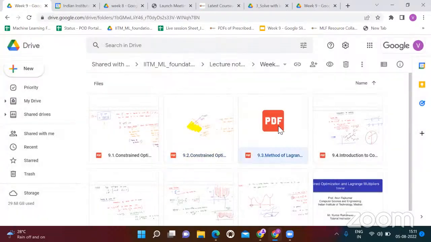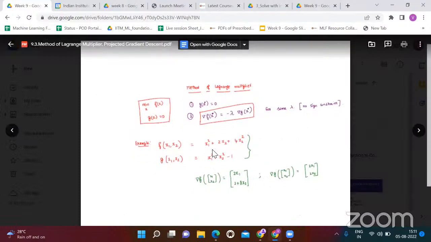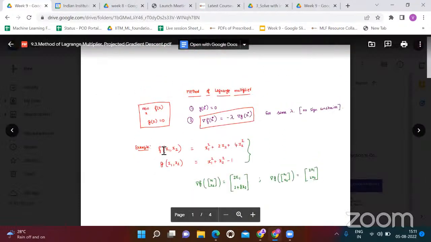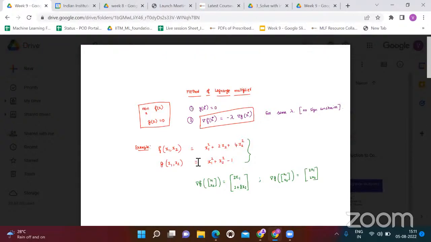So there are some problems that have been discussed in the lectures also. I'll just go through the same problems. This was the objective function that you have been given here, and this is the constraint function that equates to 0, and this is the function that you need to minimize.